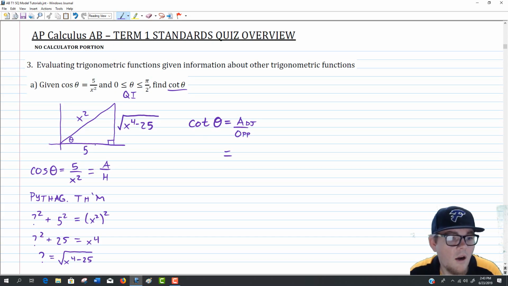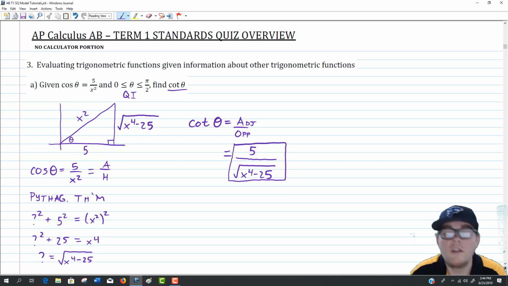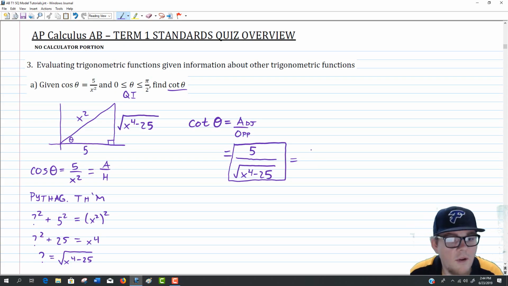And in looking up there, our adjacent is going to be 5, and our opposite is going to be the square root of x to the fourth minus 25. There is, in fact, the cotangent ratio for angle theta that we were looking for. Now, of course, there are multiple different ways you could write this answer. There often are. There's no way to simplify the square root of x to the fourth minus 25, but just so you know, it is possible to rationalize this, although I wouldn't recommend it.